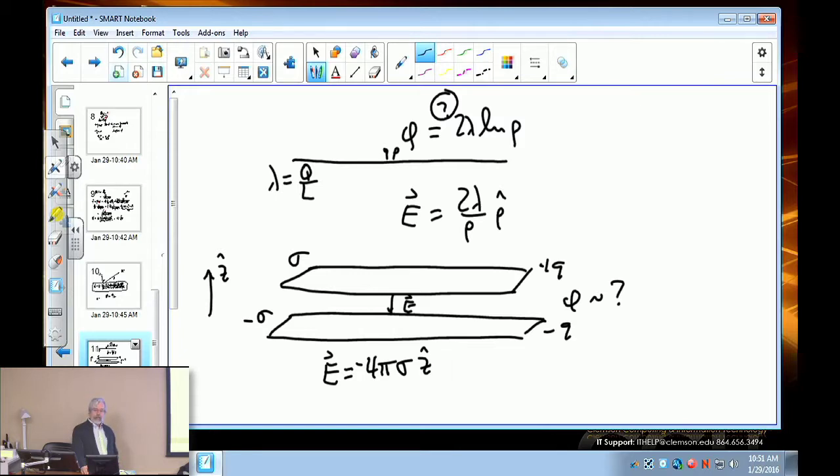And which way has higher electrostatic potential? Remember, the positive charges want to go to lower electrostatic potential. The positive charges want to go in the direction of the electric field, so this should be the lower phi, and this should be the higher phi. The electric field goes in the opposite direction of phi. It goes towards lower phi. So the electric field is in that direction. Okay, and then phi will be linear.